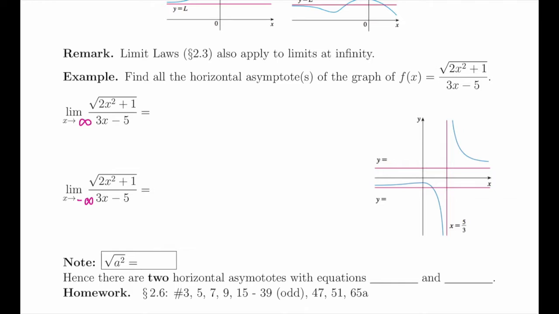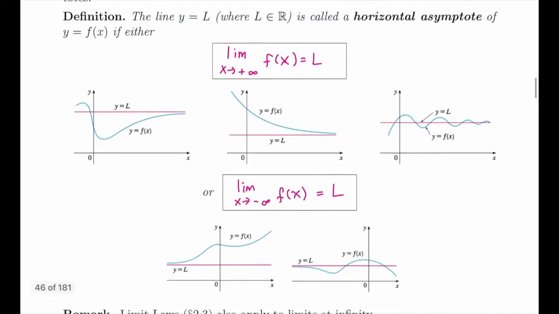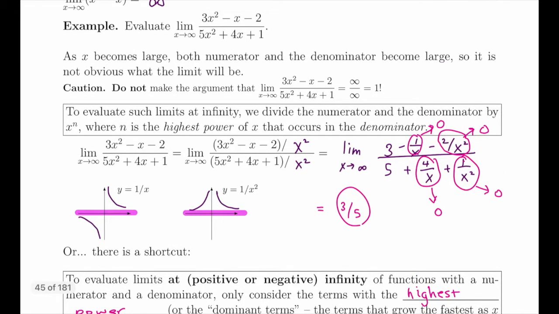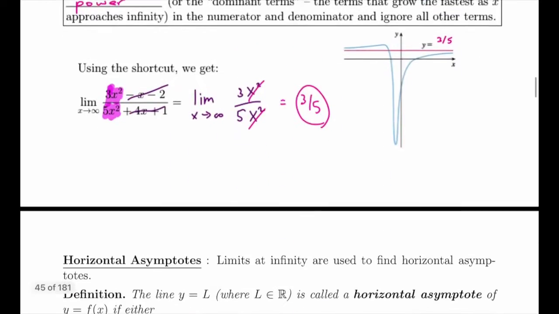So there are two different ways of doing this. I'll use one way for this first limit and then a different way for the second. So what we did in the beginning was use the rule here: divide the numerator and the denominator by x to the n, where n is the highest power of x that occurs in the denominator. Let's try it that way.